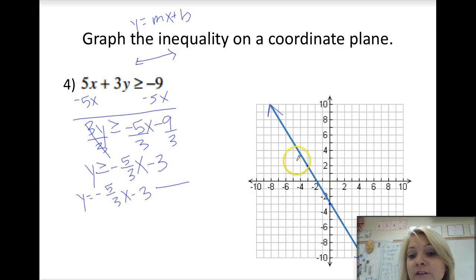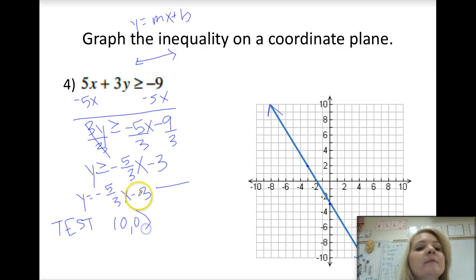And then we need to move on to our test point. So our test point, once again, I'm going to use 0, 0, but you can use any point as long as it's not on the line. So you could use negative 8, 0, you could use negative 6, negative 6, you could use 0, 7, you could use 9, negative 2. As long as it's not on that line, we can use that point. So I'm going to test 0, 0, substitute 0 in for x and 0 in for y.